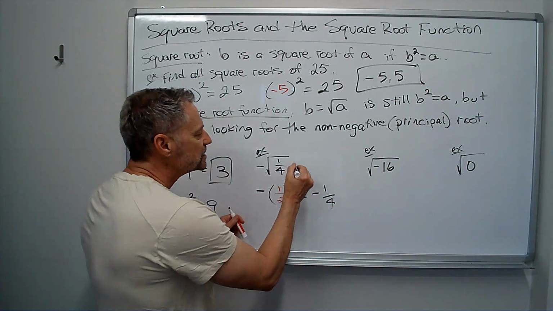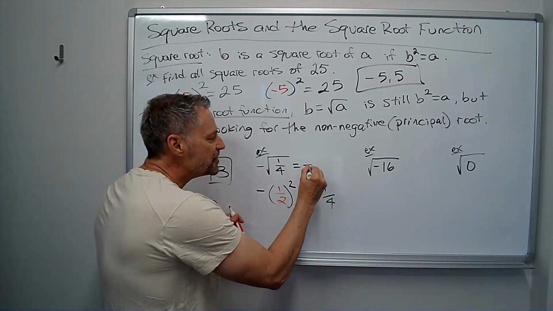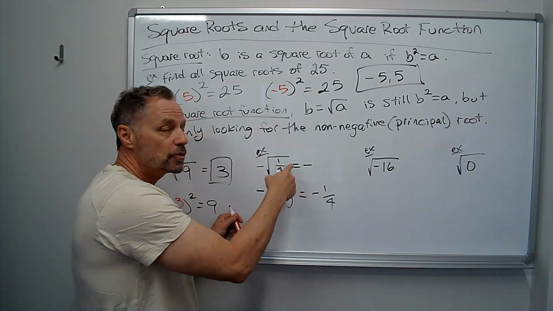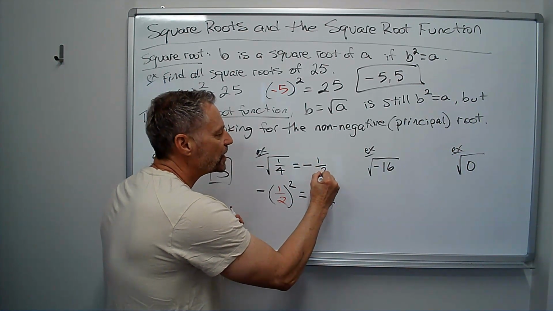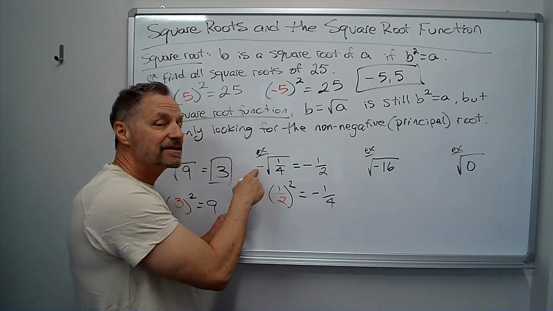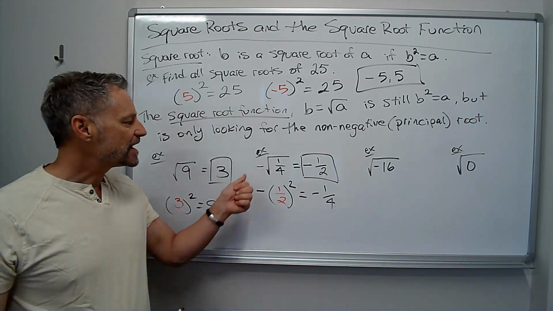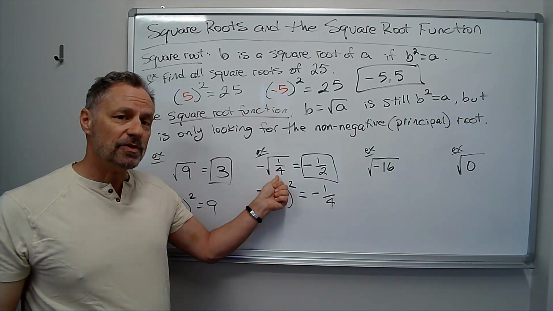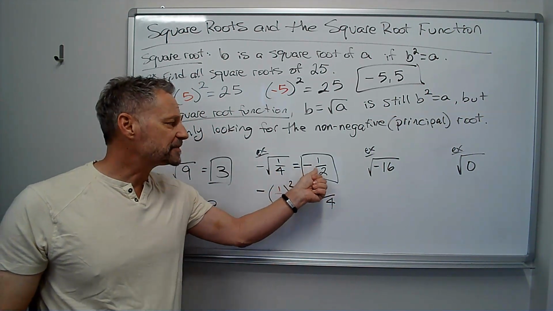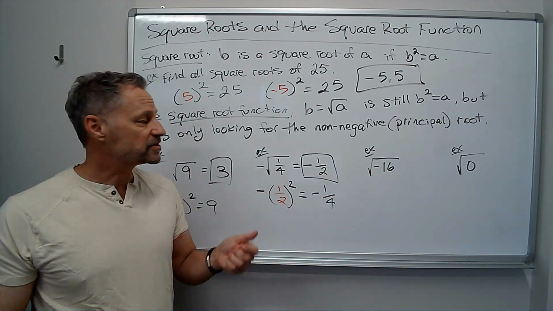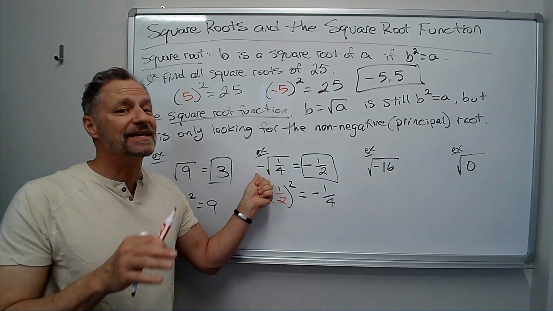So what actually happens, my answer is I keep the negative. The square root of the 1/4 was the 1/2, but the negative's on the outside. That's my answer. They're asking for the opposite of the square root of 1/4. Well, that's the opposite of 1/2. Okay, so be careful. If I have a negative on the outside, that's okay.